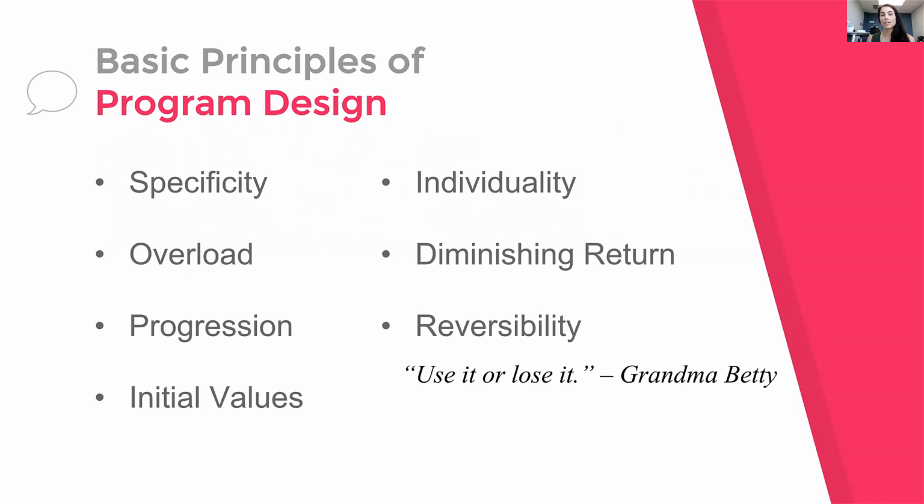Individuality essentially means that we're making it for them, right? That's very similar to specificity, but it's about that individual person's personality and behaviors, not just their goals. Diminishing returns essentially means that the closer you get to your goal, the harder it is to see changes, and that all makes sense, right?